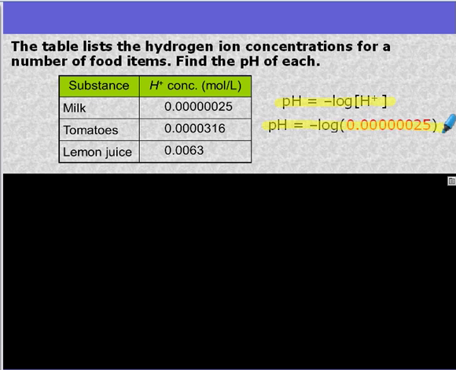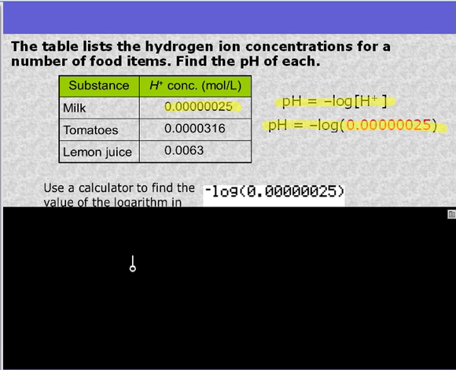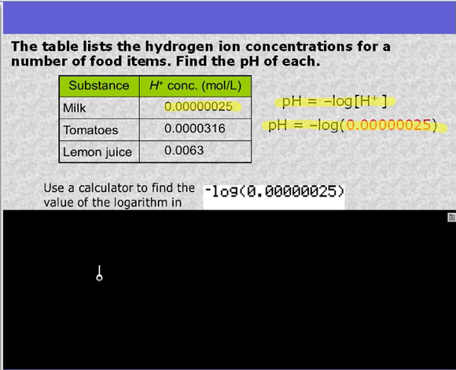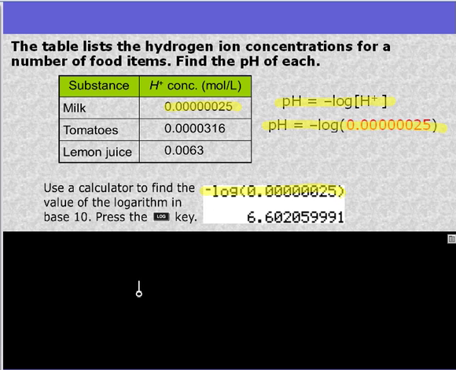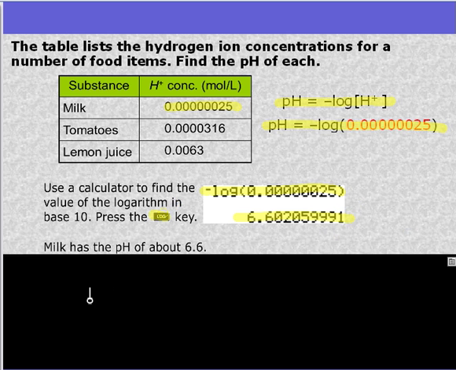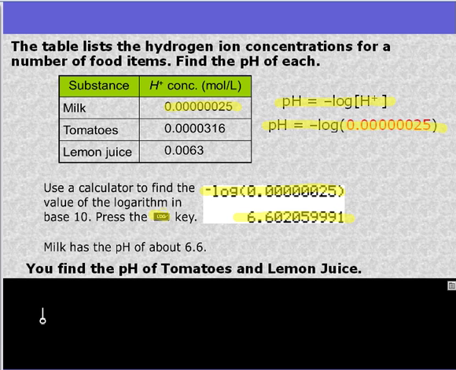So again, this is base 10, so you don't have to worry about the base. Put in negative log of this value, and you're going to get 6.6. And the log key, hopefully you can find that on your calculator. So pH is about 6.6, which is somewhat interesting, I guess. So I'd like you to find the pH of tomatoes and lemon juice using this formula here. Make sure you know how to use your log key on your calculator.